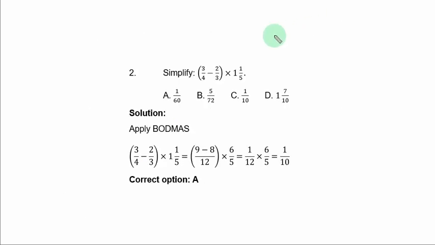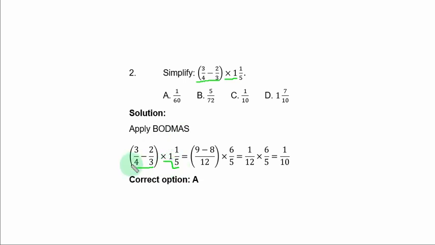Question 2: simplify, bracket open, 3 over 4 minus 2 over 3, bracket close, times 1 whole number 1 over 5. Here you apply BODMAS. So you have to deal with the bracket first, but we are going to do two things as well. As the bracket is being simplified, we also convert this mixed fraction to an improper fraction.